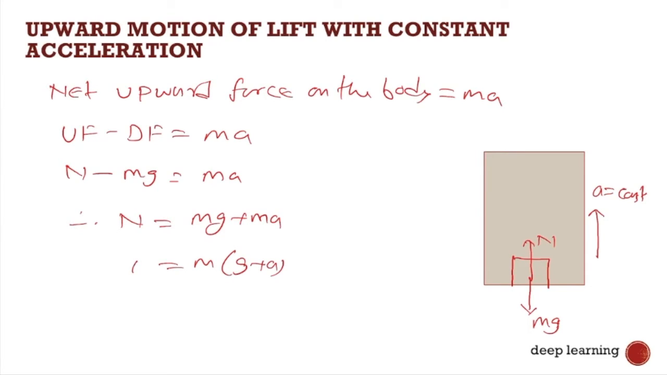As we can see, something has been added to the weight of the body. mg is the natural weight, and ma is the force which has been added to mg. So we can say if the lift is moving upwards with some acceleration, then definitely the apparent weight of the body will increase.